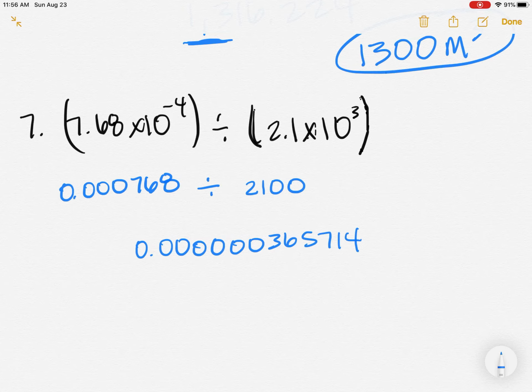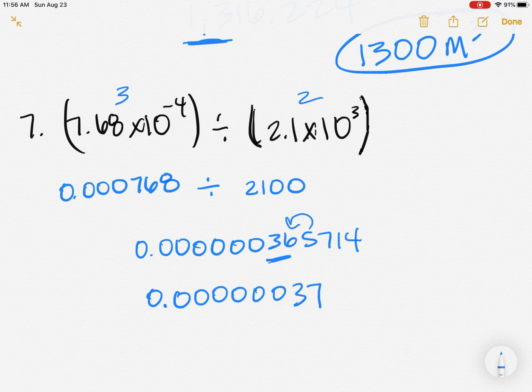It even keeps going. So again, talking about sig figs in this case, this number has 3 sig figs and this one has 2 sig figs. So I am limited to only 2 sig figs in my final answer, which would be these. The 5 would round the 6 to a 7. So you could either report this as 0.0000037, or my preference would be scientific notation. Let's see, what is that? 1, 2, 3, 4, 5, 6, 7.